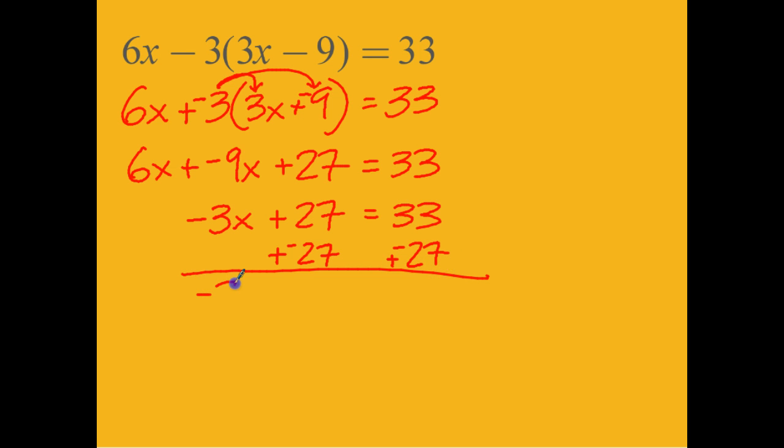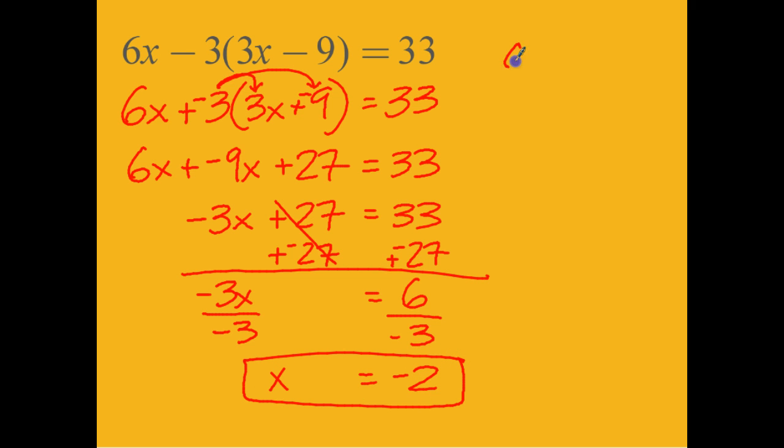And I'm going to get negative 3x is equal to, those cancel out, right? Up 27, down 27 gets me back to where I started. 33 and down 27 is going to give me 6. So divide by negative 3, divide by negative 3, and I get x is equal to negative 2.